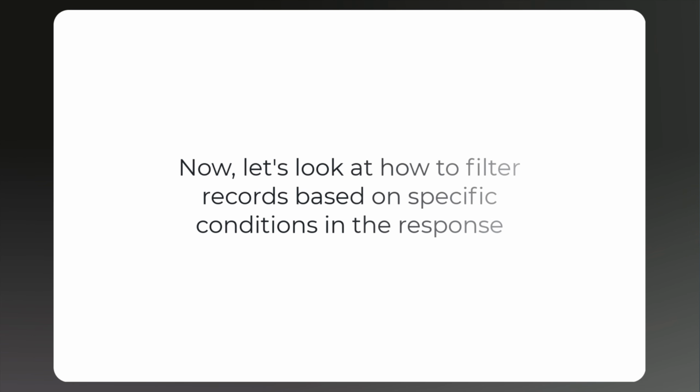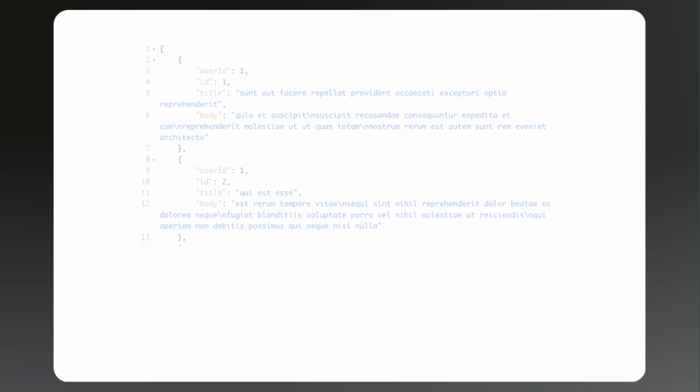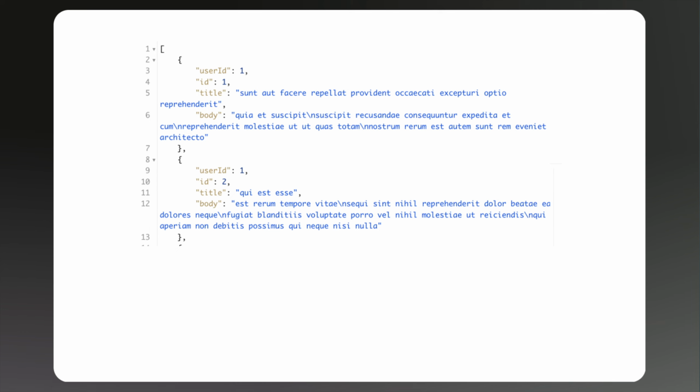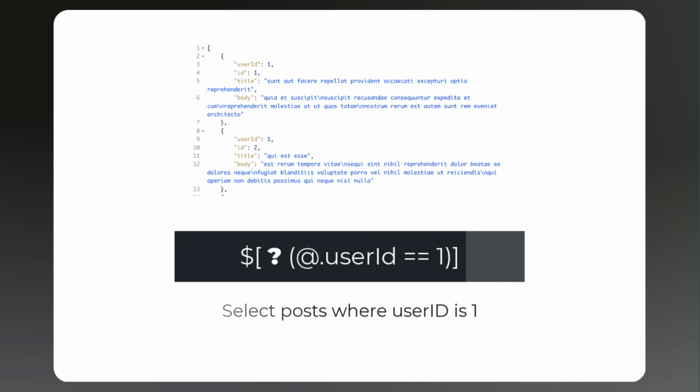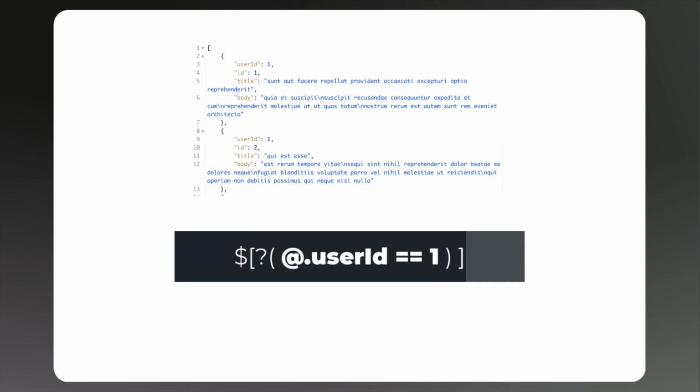Now let's look at how to filter records based on specific conditions in the response. Suppose you only want posts created by a specific user. Since each object contains a user ID field, you can filter posts by a specific user using the expression on screen. The question mark indicates that a filter condition is being applied. Inside the parentheses, you define the rule that each record must satisfy. The @ symbol refers to the current object being evaluated. In this case, only posts where user ID equals 1 are selected.